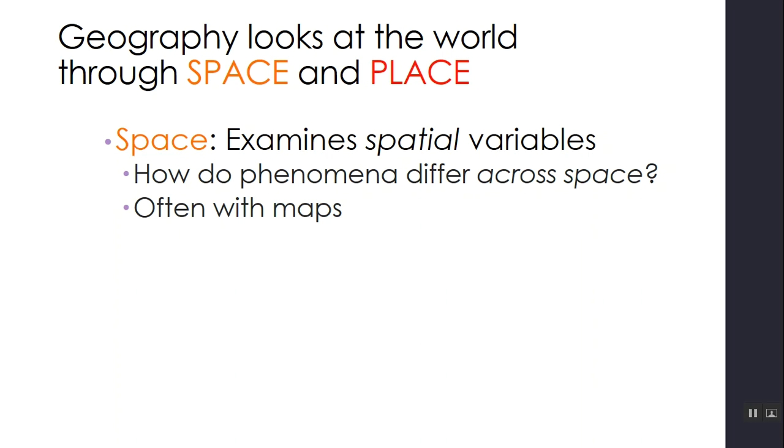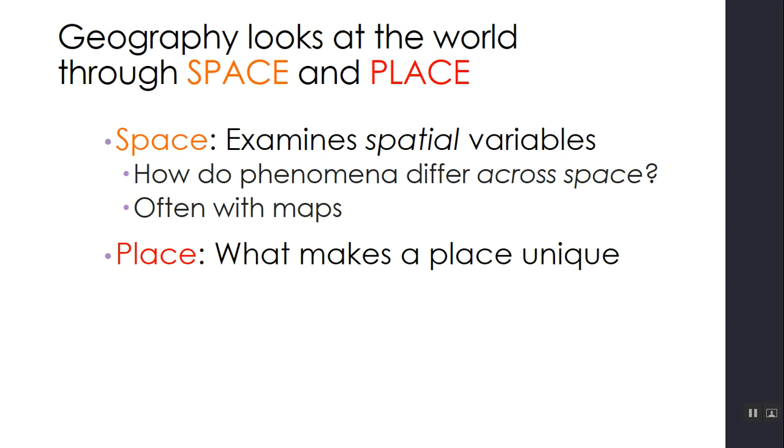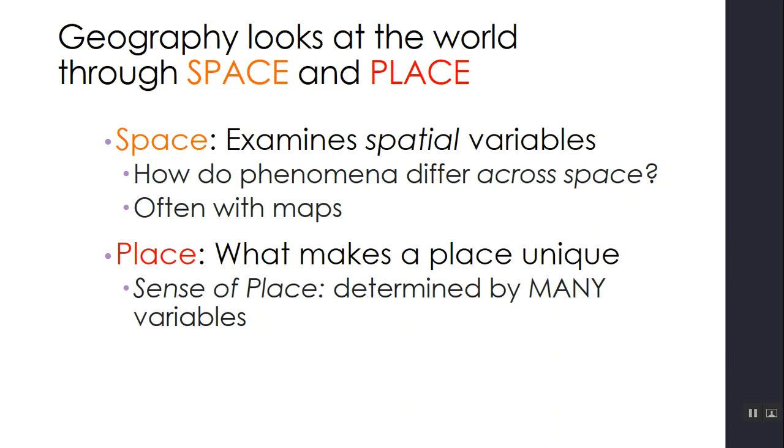In the second part of Chapter 1, we're going to look a lot at maps, how maps can often be deceiving, and how we can use maps to look at these different phenomena. Place looks at what makes a place unique. And we talk about something called sense of place, and that is determined by many variables.